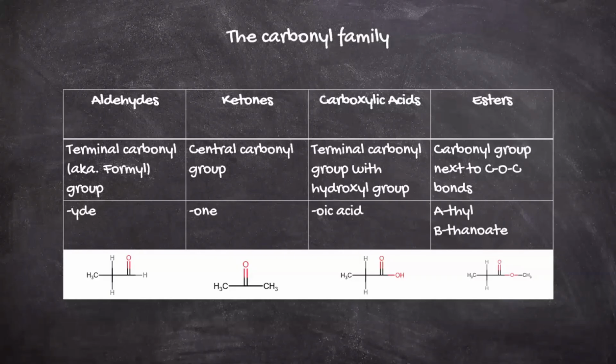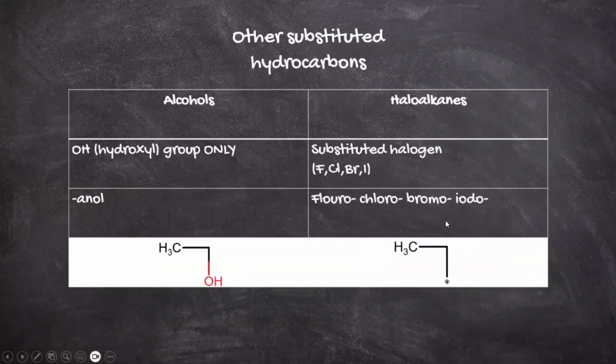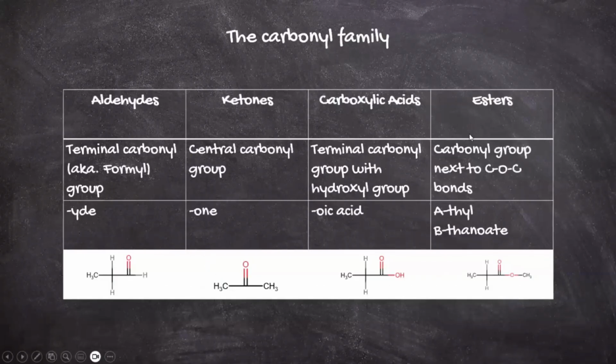Aldehydes have a terminal carbonyl group, so a carbon on the end that's hanging on with a double bond to an oxygen. That is also sometimes called a formyl group. But you'll always be able to tell these apart because they have the ydE suffix. Then ketones. Ketones have that double bond to an oxygen somewhere in the middle of their backbone. A lot of the important molecules that are in your body, for example, glucose in sugar, have ketone groups.